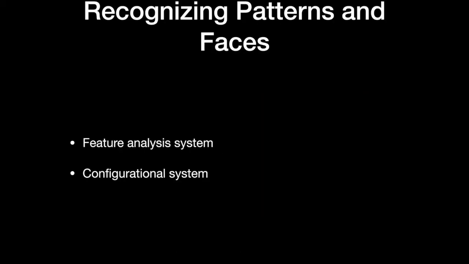Next, we will discuss recognizing patterns and faces. When an object is processed, we use two separate systems. One is the feature analysis system, which is largely processed in the left hemisphere, the left brain. This system recognizes parts and objects. The configural system, on the other hand, is largely processed in the right hemisphere, or right brain. This system recognizes larger configurations in a holistic way.